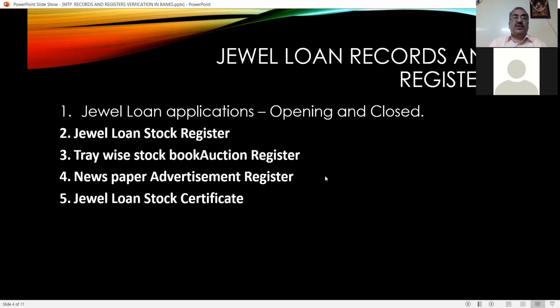Newspaper advertisement register. Next one is jewel loan stock certificate. It's a record. What is the jewel loan? That is that we have verified the number of packets. You have to get a certificate from the bank.